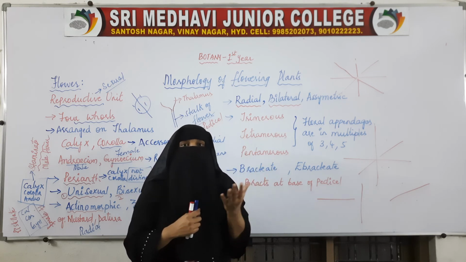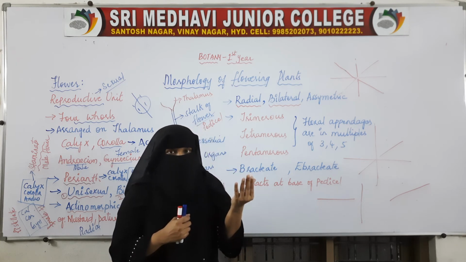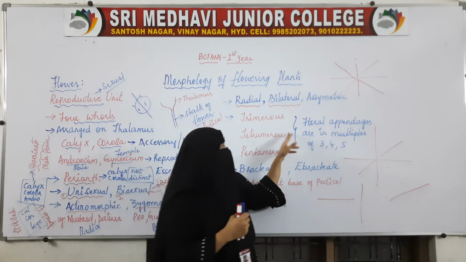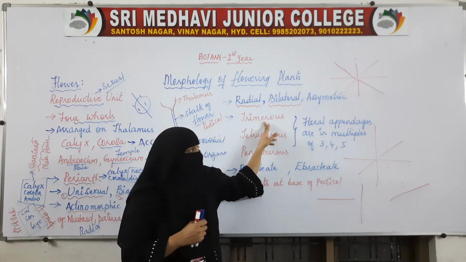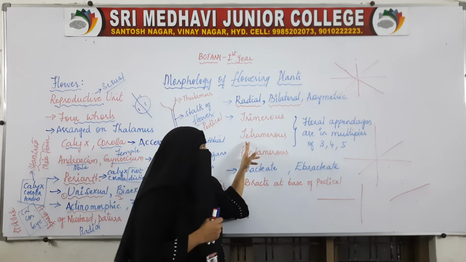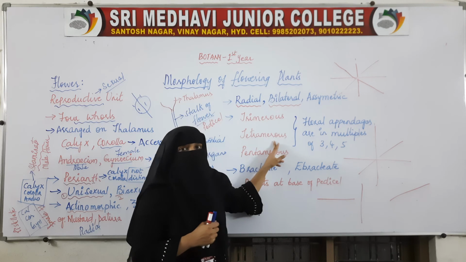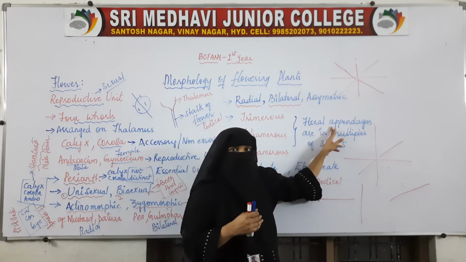Okay, now coming to this, the flower based on the number of floral appendages present, in what multiples. For example, if 3 corolla, 3 calyx are there, then it is called what? Trimerous flower. If 4 calyx, 4 corolla are there, then it is called what? Tetramerous. That is, floral appendages, that is calyx, corolla and so on.